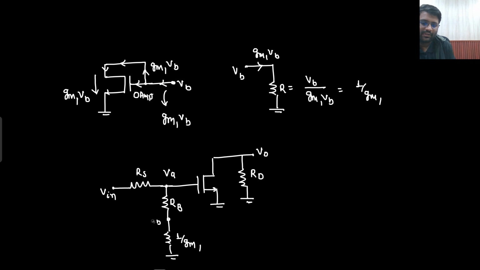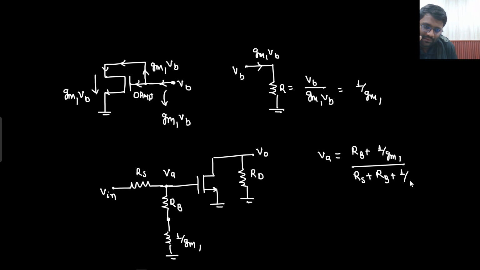Let's remove this VB now, because now I see that this is the total resistance RB plus 1 by GM1. Can you write down this VA potential in terms of V in? Sir, VA potential will be RB plus 1 by GM1 divided by RS plus RB plus 1 by GM1, multiplied by V in. This is your VA.